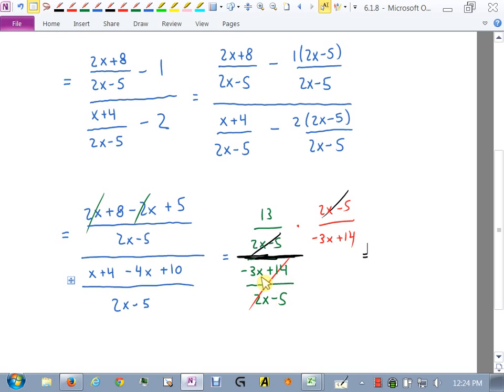We said a fraction over a fraction is the same as flipping it up. So I flipped it up, so this is not here, it's now here. And then I noticed that 2x minus 5 and 2x minus 5 are the same, so I canceled those. Got it? So what's left is a 13 on top and negative 3x plus 14 on the bottom. That is my composition.